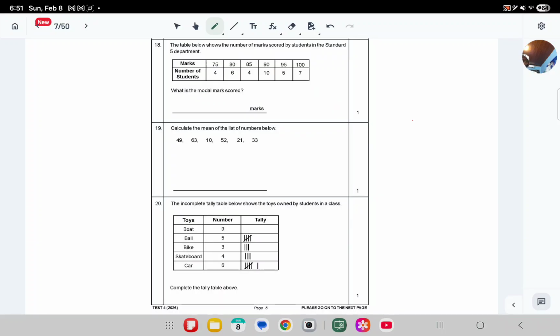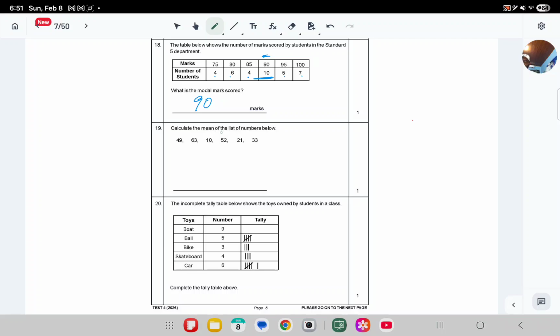Number 18, the table below shows the number of marks scored by students in a standard 5 department. What is the modal mark? Modal means the most common mark. So we're looking at it here now to see which one has the most number of students, and we realize 10 is the highest, and that means the mark is 90. So that means 10 students scored 90 marks.